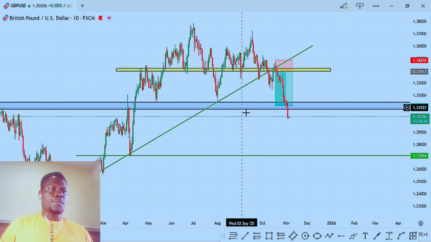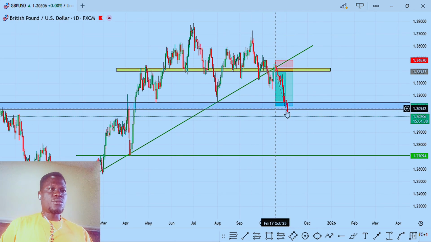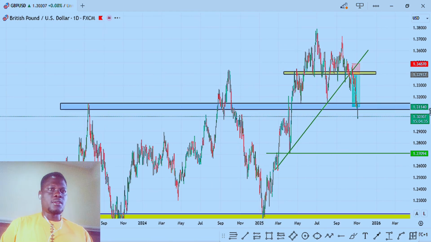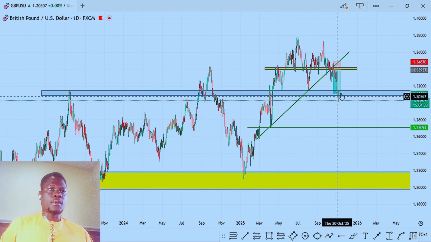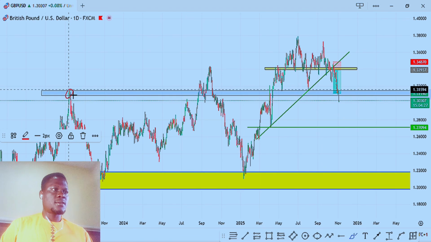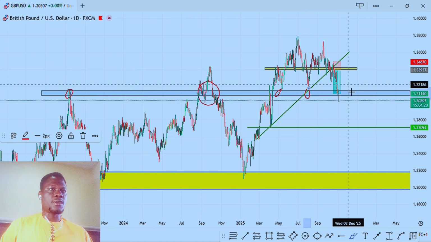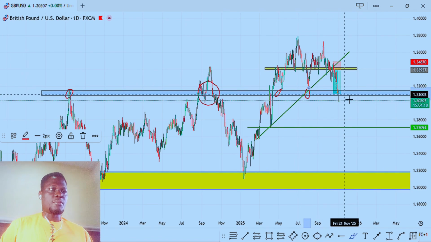This level, 1.2700. All right, we have broken this previous support. This is a resistance here, and this support has been broken right now.